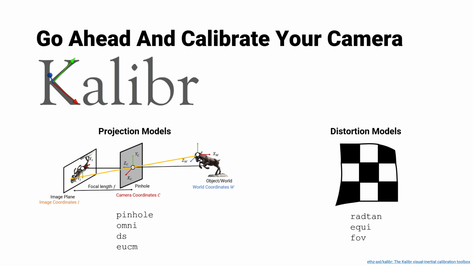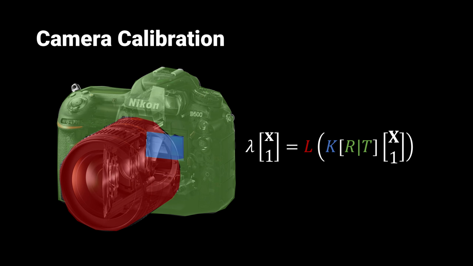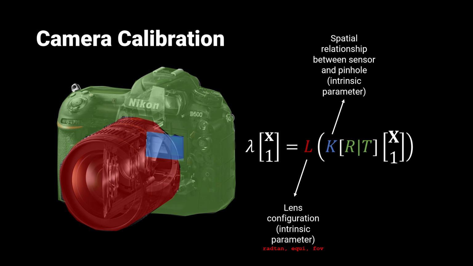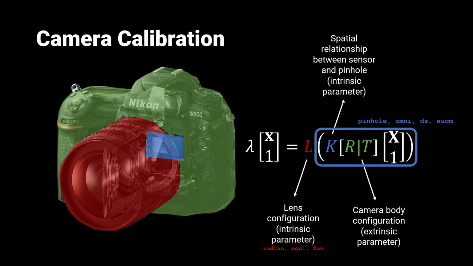Just to recap, camera calibration involves a few things. It involves estimating the lens intrinsic parameters or the distortion parameters: Rad-Tan, Equi, and FOV. And then we have the spatial relationship between the sensor and the pinhole, which is the camera calibration matrix, and the camera body configuration or the extrinsic parameters. These combined blue and green things together are estimated by the pinhole model or the omni model or the double sphere model or the OCam model.